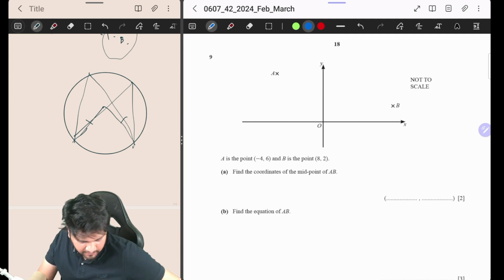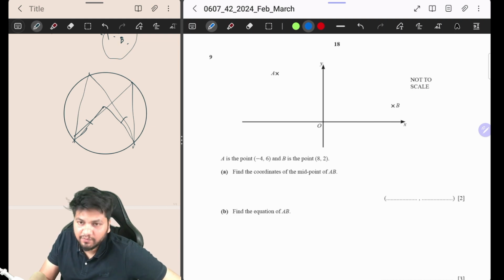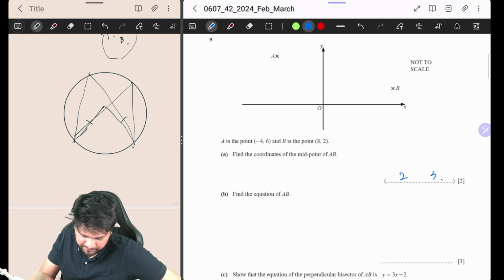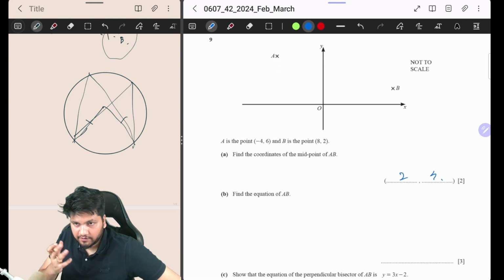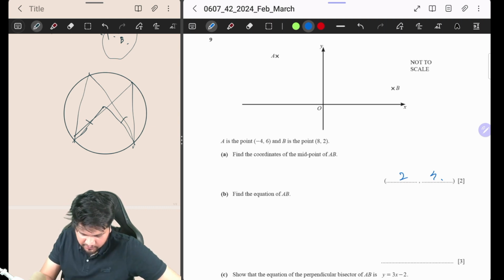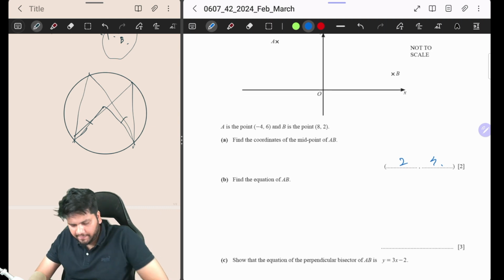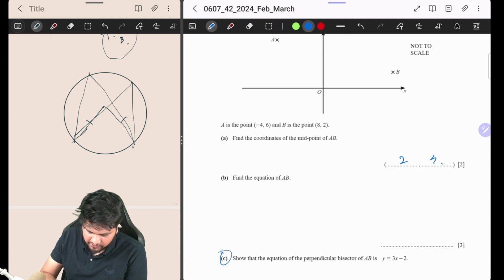Equation of a line. Point A is (-4, 6), B is (8, 2). Find the coordinates of the midpoint of AB. Simple, just do (-4 plus 8) by 2, which is 2, and (6 plus 2) by 2, which is 4. Find the equation of AB. I don't know which method you use, so I'll use both methods whenever it is necessary. I think we are finding the equation of the perpendicular bisector as well, so we'll use a different method here.